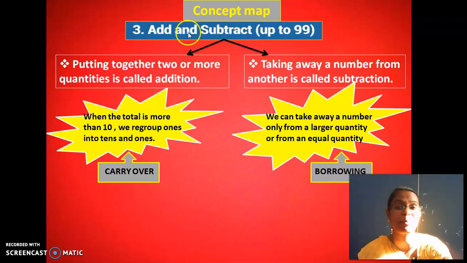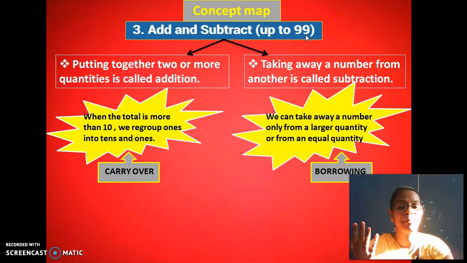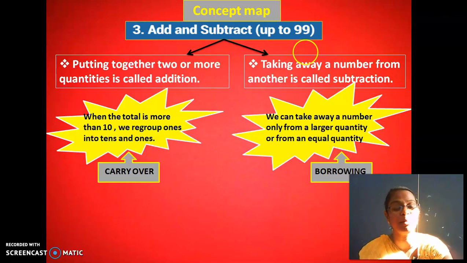So, what is our lesson name? Very good. Our chapter name is add and subtract up to 99. So, you have learned only for 2-digit numbers. When you go for the hundreds, isn't it? So, I gave few questions with the help of the places of hundreds. Okay. So, add and subtract.